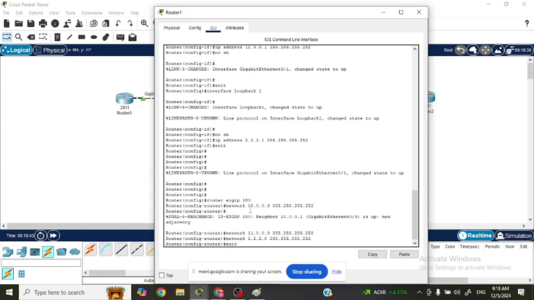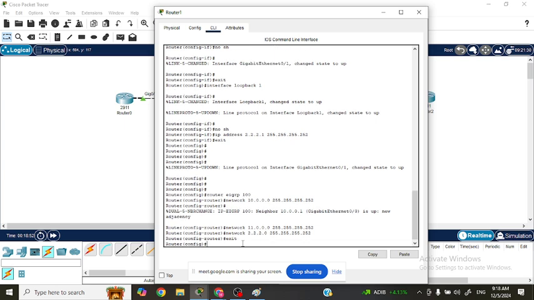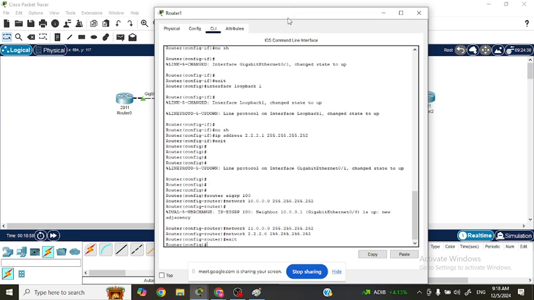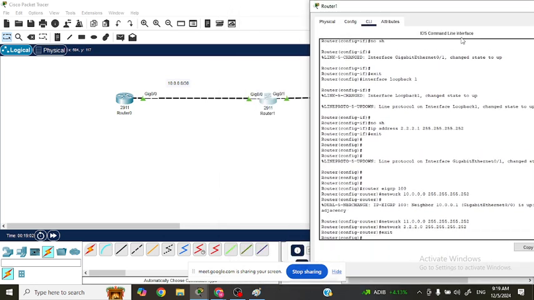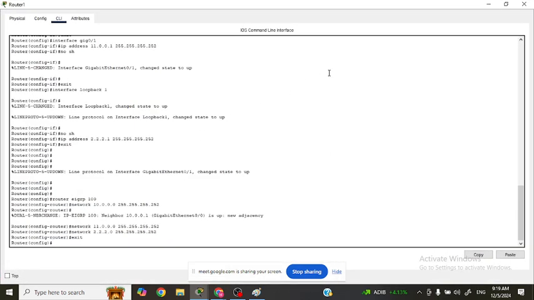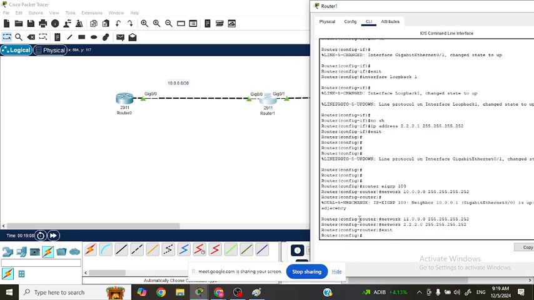So guys, now you are seeing the DUAL neighbor change message, which means they are sending hello messages and have become neighbors. Router 0 and router 1 have become neighbors. How can I check whether they became neighbors to each other or not? With the command show ip eigrp neighbor.